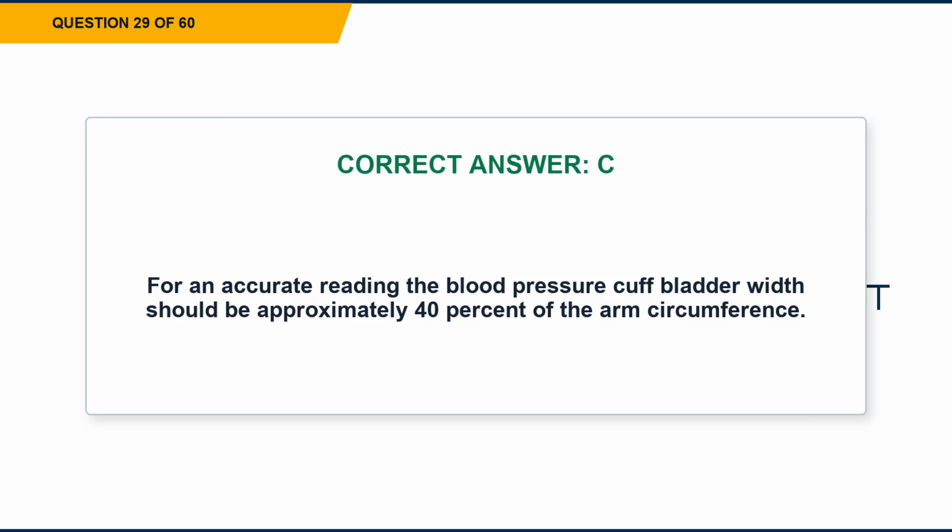Explanation. For an accurate reading, the blood pressure cuff bladder width should be approximately 40% of the arm circumference.